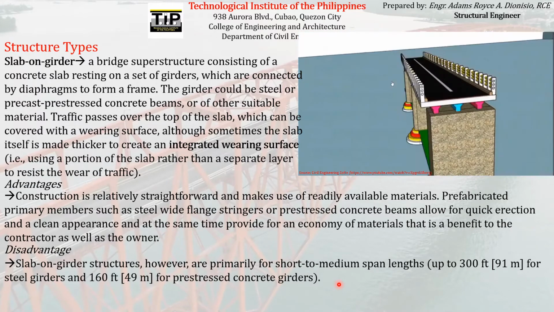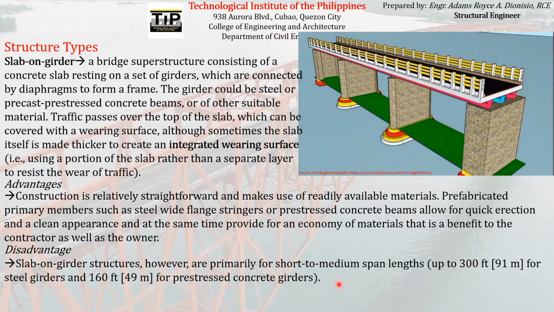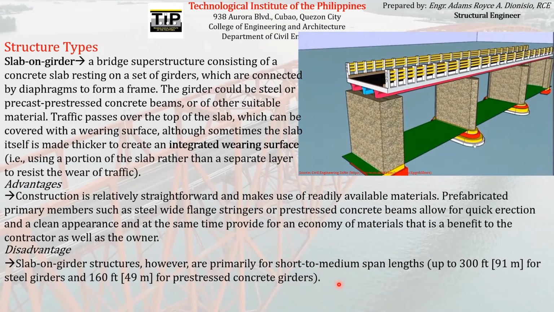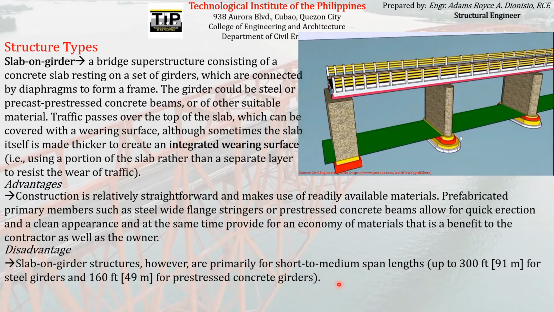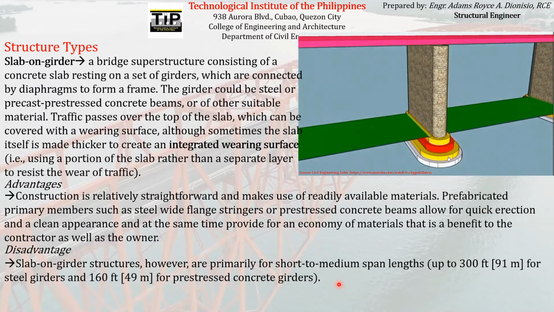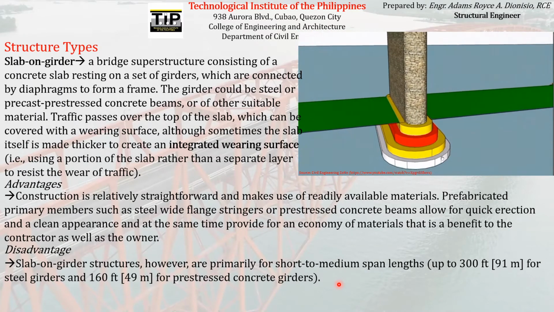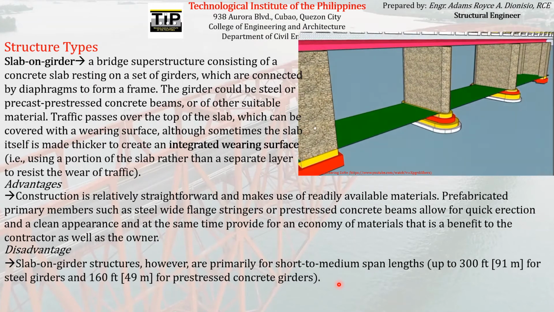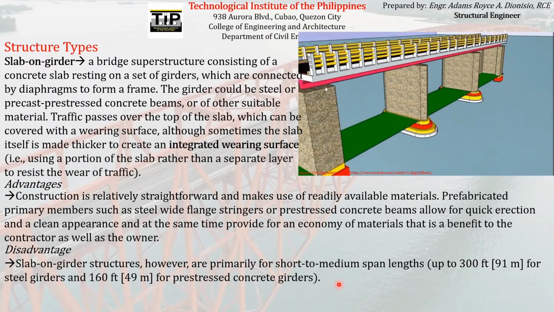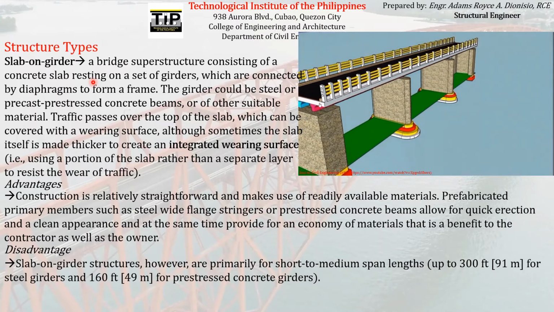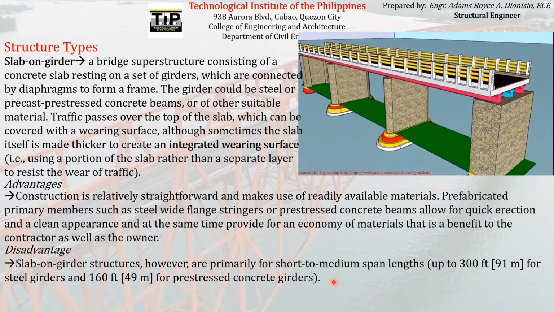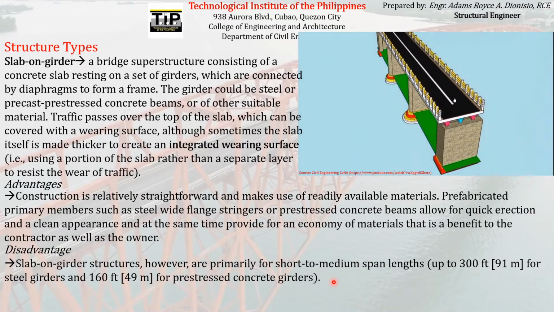So that's the only disadvantage that we have here of using slab on girder. We can just use this type for short to medium span lengths. So for spans of greater lengths, we have to use another type of bridge structure because again, the disadvantage of slab on girder type of bridge structure is that it is limited to short to medium span lengths.